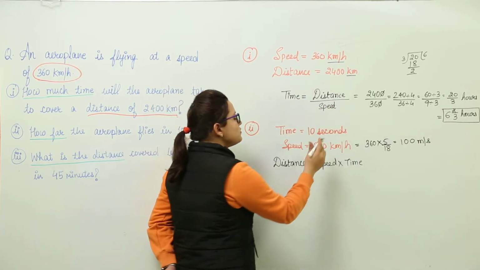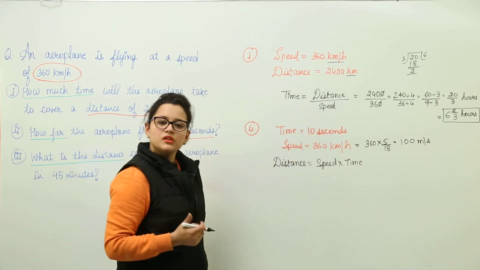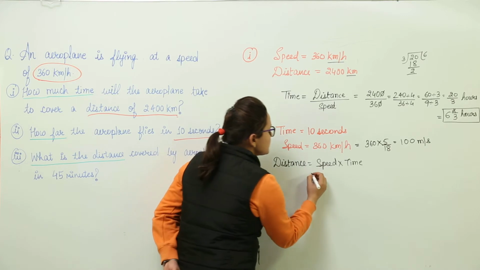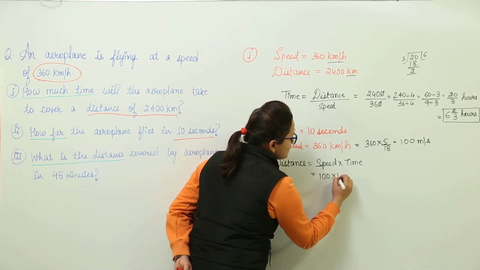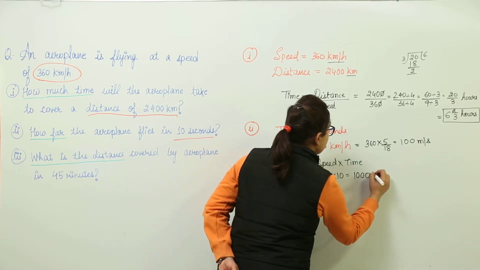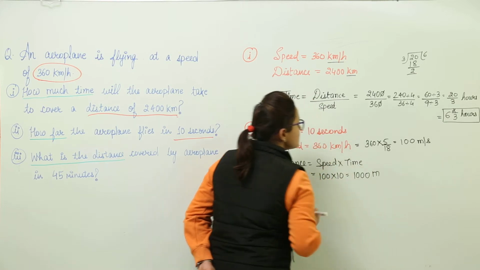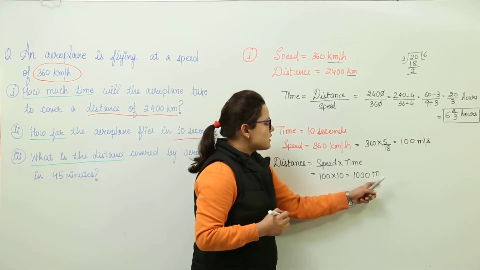Now let us check the units. The time is in seconds. The speed is in meters per second. The units are matching. So we will just place it in the formula. We would get 100 into the time, that is 10, and we get 1000 meters as the distance travelled by the aeroplane. Now this is the distance in meters.